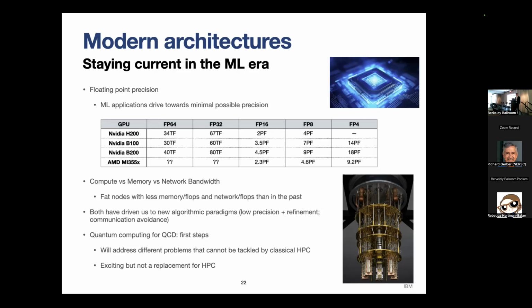This was mentioned yesterday: things have also changed in the ratio of compute to memory to network bandwidth, which means we have to think differently about how to do calculations. In our field, we've really taken low precision to heart, and a lot of the solvers that we use do low precision solves for much of the time and then refine them. There's also a lot of algorithmic thought going into communication-avoiding algorithms. And finally, quantum computing is something that people are thinking about for doing quantum field theory calculations like QCD.